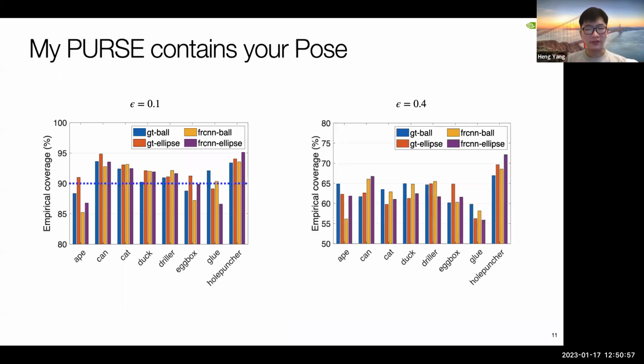If you actually ask for 60% confidence, then you also see that the empirical coverage is adjusted as required by your expected 60% confidence. So basically, the first thing we do is evaluate if the theory is actually valid. Now that the theory is valid, we're clear that these prediction sets, or these poses, do contain my ground truth pose with that marginal probabilistic guarantee.